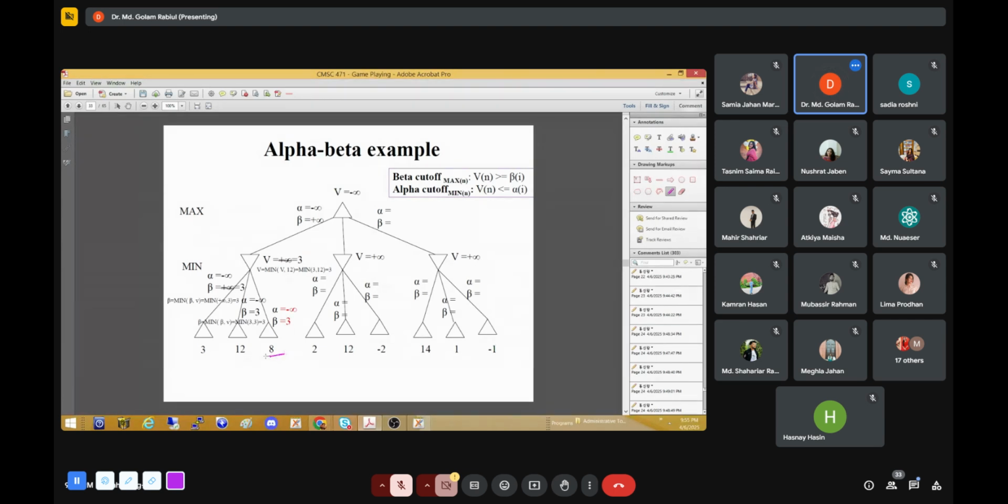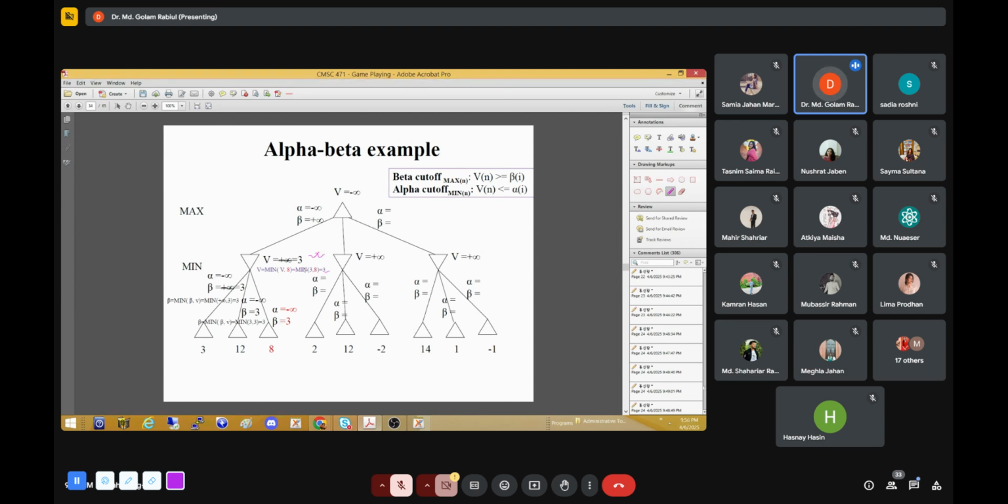Then we will get the new value of this node, which is 8. After getting this 8, v will be updated using this equation, the previous value of v and the current value of this node. Which one is minimum? You can see the previous value of v is 3 and the new value of this node is 8. The minimum is 3. So v is 3. It holds the previous value.